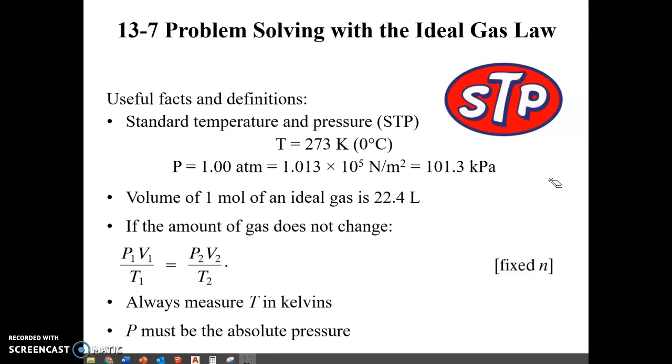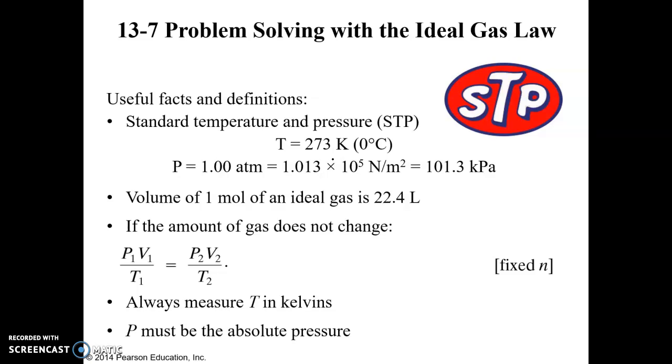Okay, so we're continuing our discussion of the ideal gas law, and we're working our way up to solving some problems using the ideal gas law. And before we get there, we need to talk about STP, standard temperature and pressure.